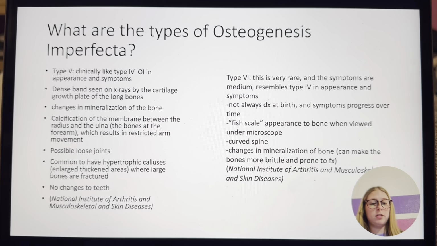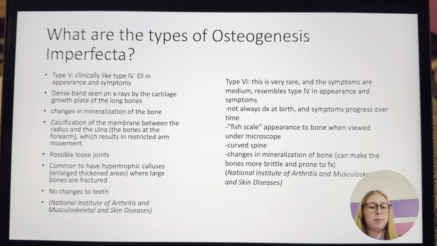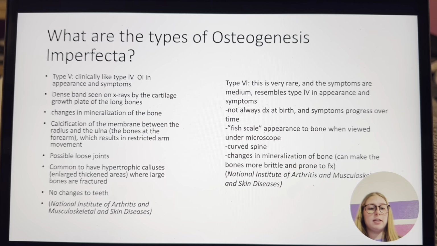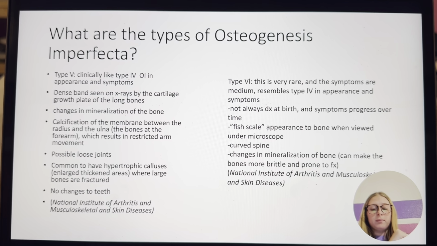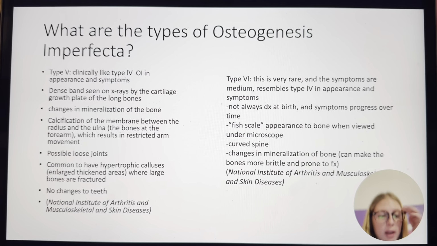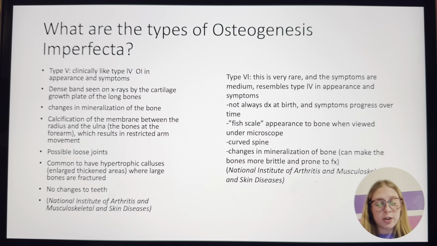They have possible loose joints. It's common to have hypertrophic calluses, which is like enlarged, thickened areas where the bones are fractured. And this type has no changes to the teeth.